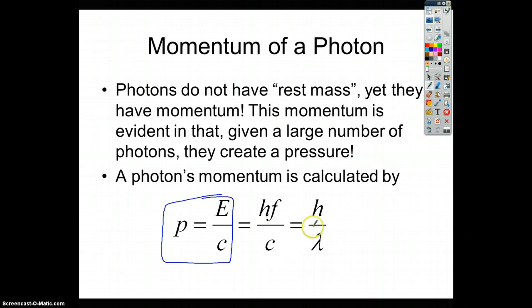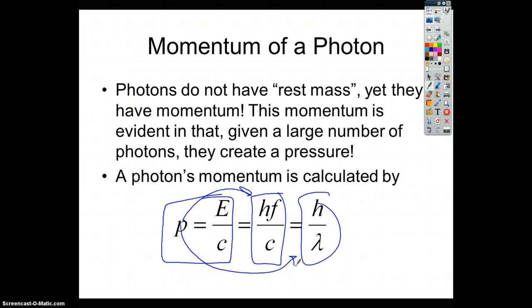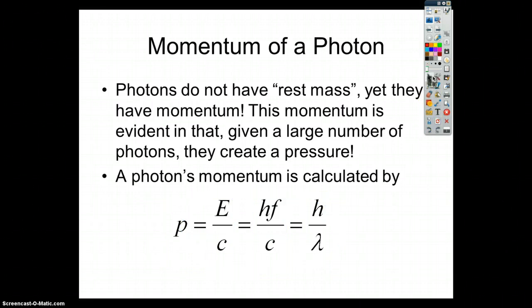And we could also say that's just h over lambda, because we remember that f is equal to c over lambda, so the c's cross off, and then we're left with this. So you're going to see all three of these, they're all equal to momentum. So we're looking at the momentum of a photon itself.